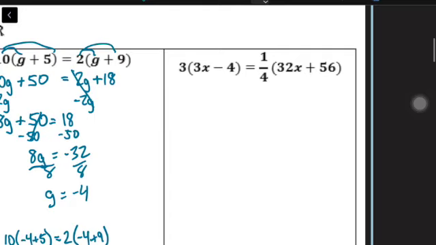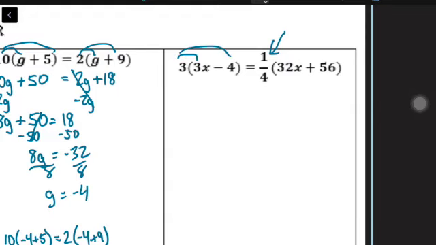Oh, my stars, I see a fraction. I don't like fractions. I agree with you guys. And the first thing I notice when I'm going to be distributing through a 1/4 is that both 32 and 56 are divisible by 4. So I'm like, okay, sweet. I've got this. No problem.